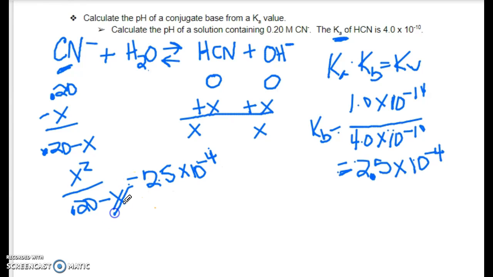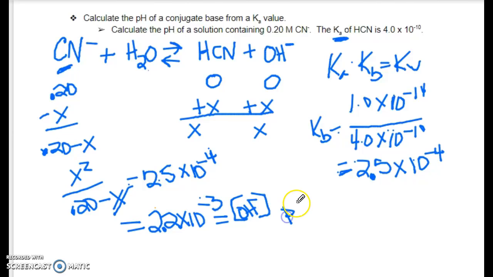Okay, again, X is small, so we can delete that. And taking the square root of the product of 0.2 times 2.5 times 10 to the negative fourth is going to give you 2.2 times 10 to the negative third. And again, that is your OH concentration.